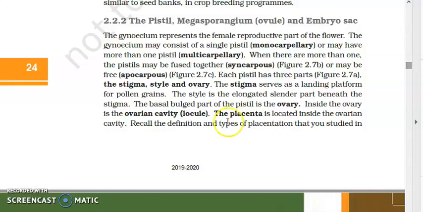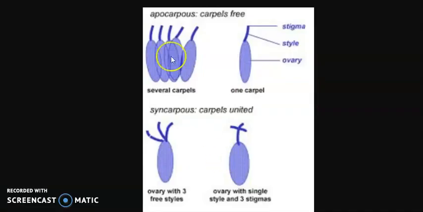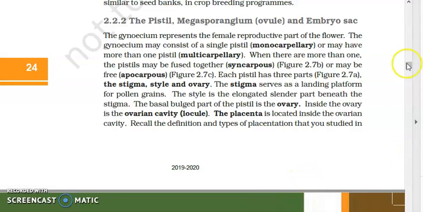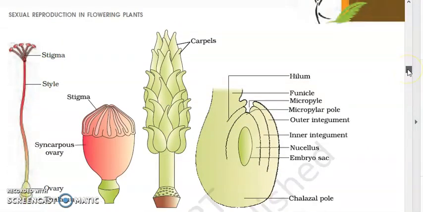We all know from our previous knowledge of class 11 that the female reproductive system essentially comprises the ovary, which is the swollen base, then the elongated style, and the terminal receptive part called the stigma. This entire structure is called the carpel or the pistil. Now, there are certain flowers in plants which have a single carpel or pistil, and others have multiple carpels or female reproductive parts.